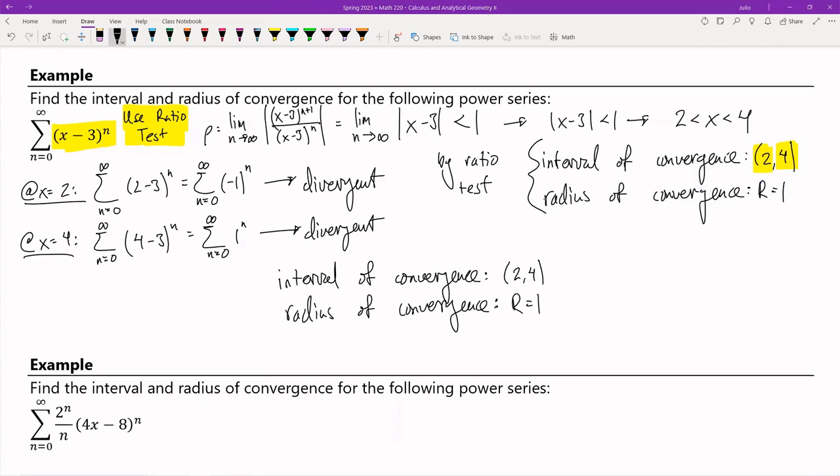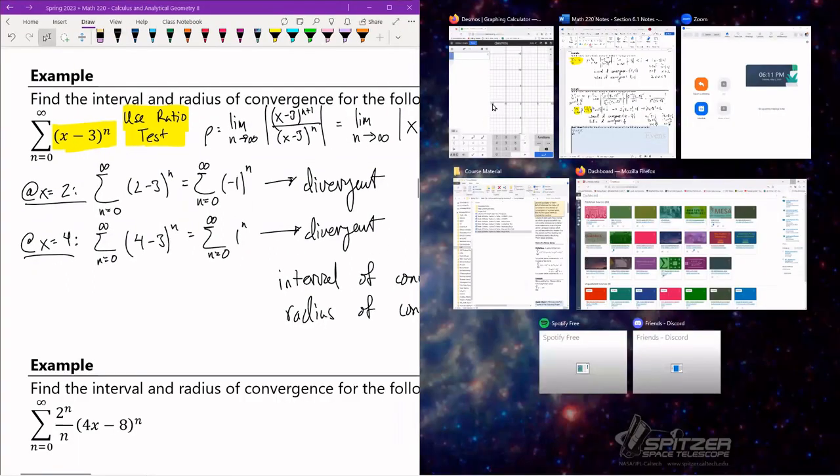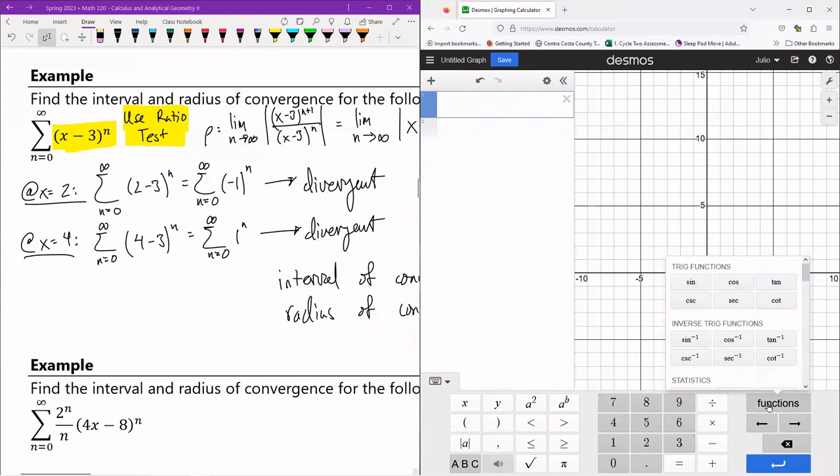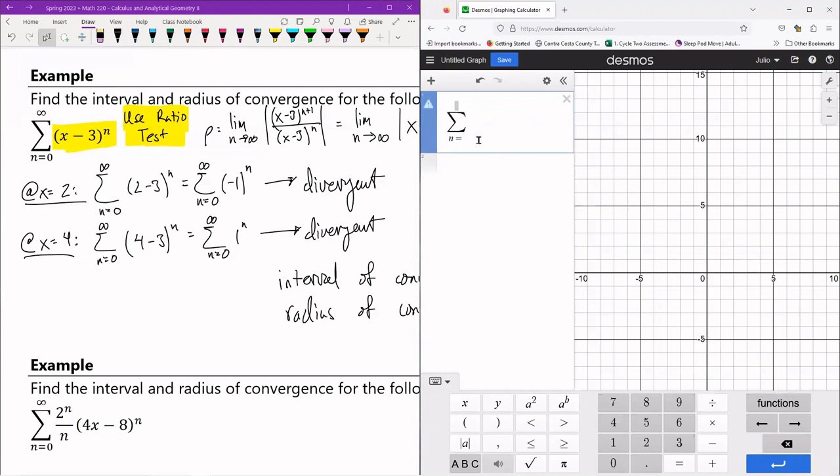Now you guys are probably thinking to yourselves, what do you mean by radius of convergence? What is this thing supposed to look like? So what I'm going to do is a double screen here, and I'm going to put Desmos up. I'm going to put in my sequence here: n equal 0, going to k, of (x minus 3) to the n.